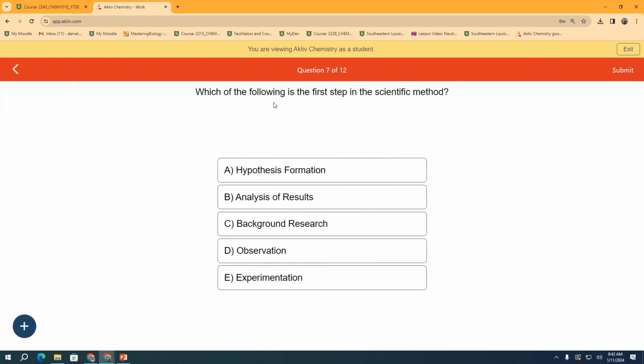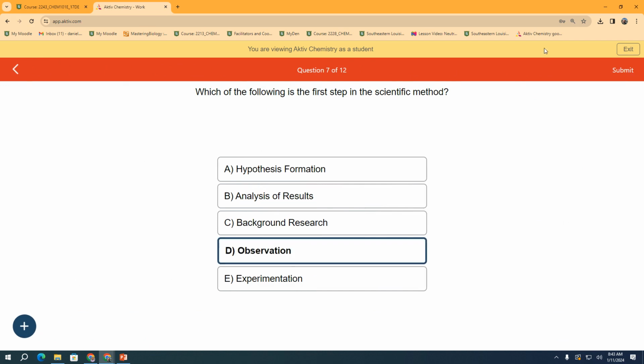Which of the following is the first step of the scientific method? Observation. Now, again, I don't like to say that there is a first or last step. Beyond observation, everything's kind of free-flowing. There's no direct order of them.